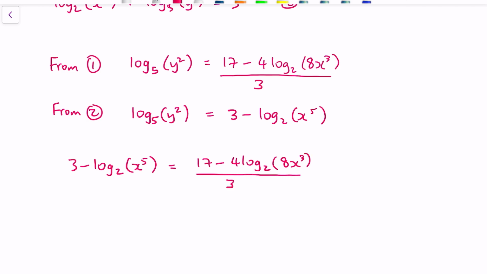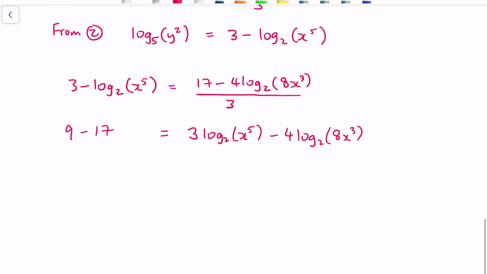Okay, I'm going to times both sides by 3, and then I'm going to rearrange the equation. So timesing by 3 first, I've got a 9, then the 17 that's on the right is going to go to the left, so it's going to be minus 17. And that's going to equal, the 3 on the left-hand side when I times, it's going to give minus 3 log base 2 of x to the 5. Then I'm going to put that on the right-hand side, so it's going to be positive 3 log base 2 of x to the 5 minus 4 log base 2 of 8x cubed.